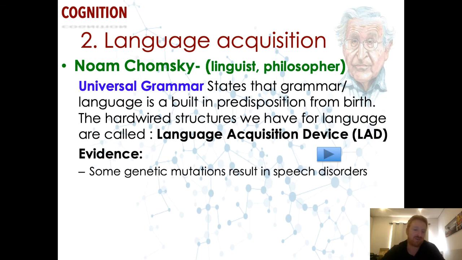And one of the things is when we look at people who have problems with language, there's actually a genetic mutation that results in speech disorders. There's a famous family that has quite a few members who are born with this genetic mutation that prevents them from being able to speak with grammar.